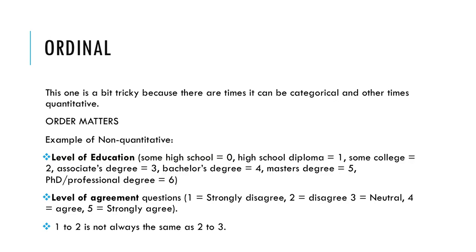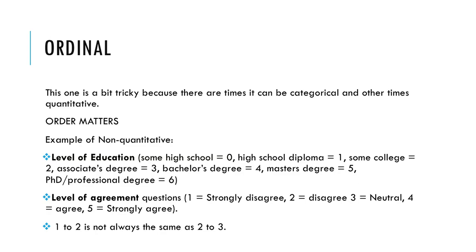So level of education: some high school, I would label that 0, high school diploma as 1, some college 2, associate's degree 3, bachelor's degree 4, master's degree 5, and PhD or professional degree 6. Now you can see the education level goes up as we have these numbers go up, right? So this order is important.